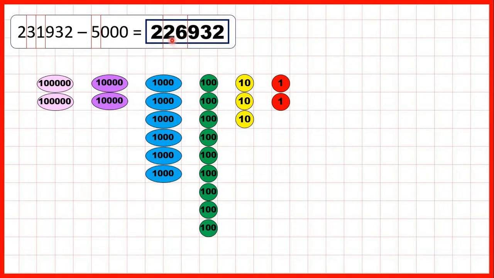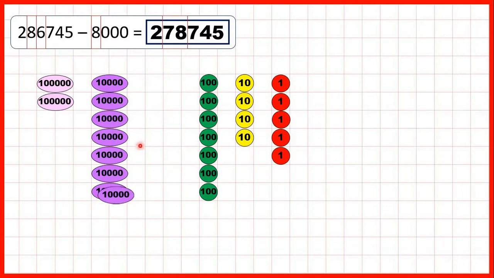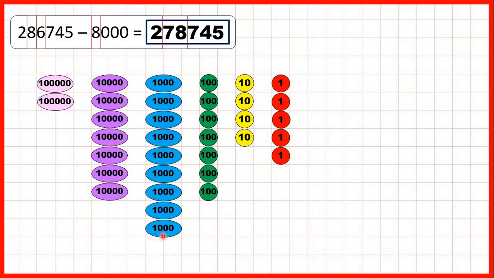So here, our 10,000s digit had to change as well, because to subtract our thousands, we needed to exchange one of our 10,000 counters. Then we had 286,745, which we can see here. We needed to subtract 8,000. We can subtract 1, 2, 3, 4, 5, 6, then exchange, then subtract 7, 8.